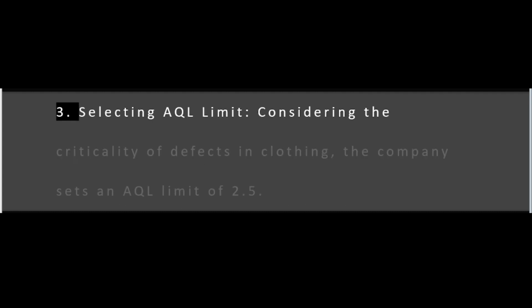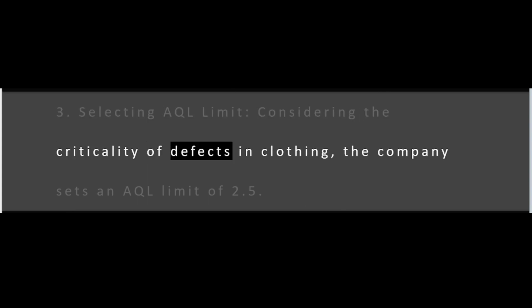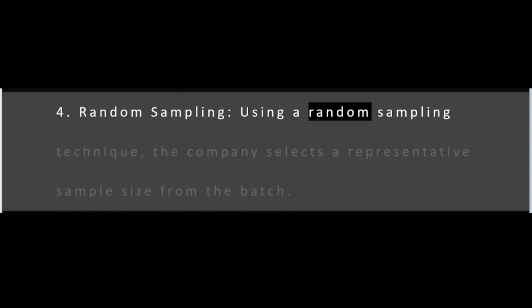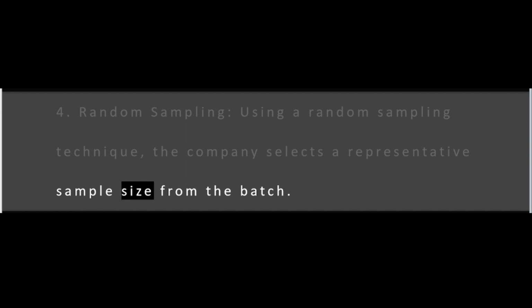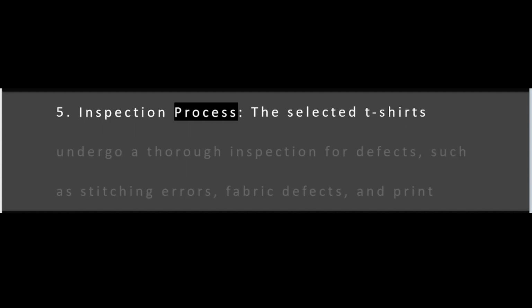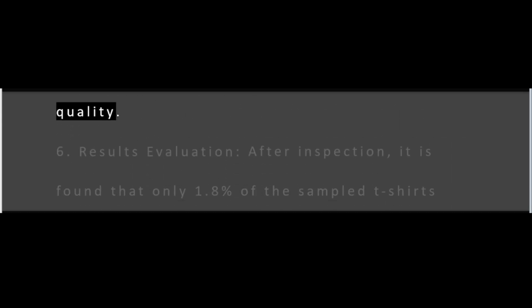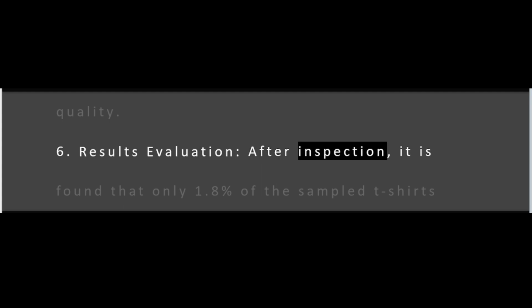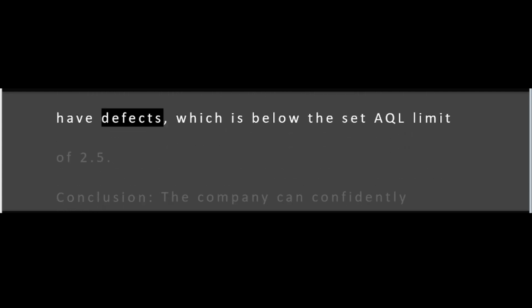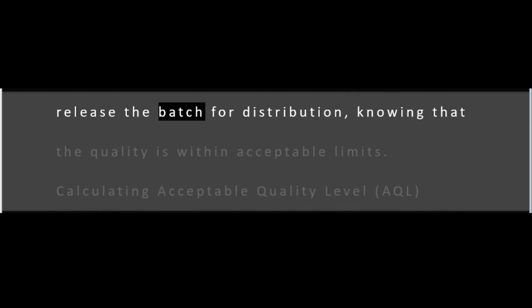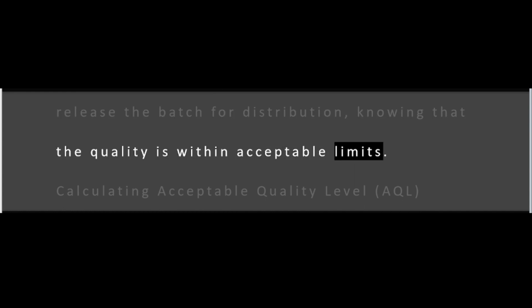2. Determining lot size. With 20,000 t-shirts in the batch, the lot size for AQL calculations is 20,000. 3. Selecting AQL limit. Considering the criticality of defects in clothing, the company sets an AQL limit of 2.5. 4. Random sampling. Using a random sampling technique, the company selects a representative sample size from the batch. 5. Inspection process. The selected t-shirts undergo a thorough inspection for defects, such as stitching errors, fabric defects, and print quality. 6. Results evaluation. After inspection, it is found that only 1.8% of the sampled t-shirts have defects, which is below the set AQL limit of 2.5. Conclusion: the company can confidently release the batch for distribution, knowing that the quality is within acceptable limits.